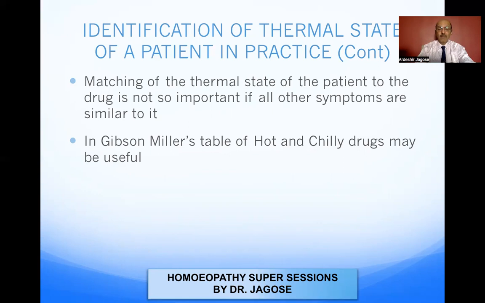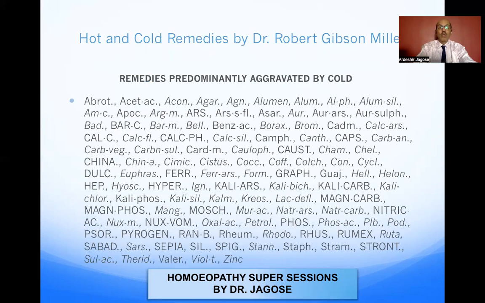You can prescribe it. A useful table of hot and chilly drugs given by Dr. Robert Gibson Miller may be useful. So you can just have a look at the hot and cold remedies by Robert Gibson Miller. It is given in Boericke's Materia Medica. You can refer to that. Remedies predominantly aggravated by cold. So in bold, you're getting the 3 marks. In italics, you're getting the 2 marks, and in ordinary writing, you're getting 1 mark.